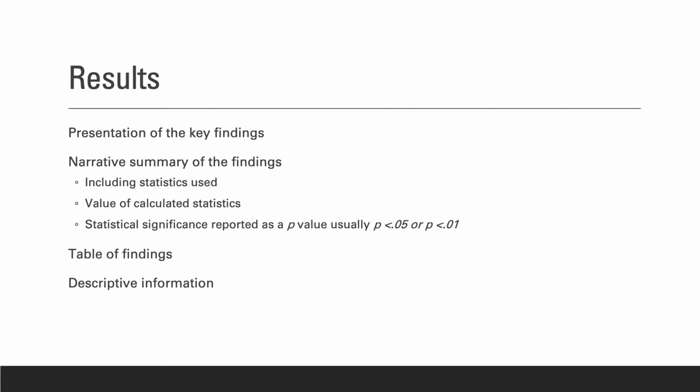They should include the statistics used, values of calculated statistics, and the statistical significance reported as a p-value, and it's usually going to be a p of less than or equal to 0.05 or less than or equal to 0.01. You should have tables of findings, and then you'll usually have some descriptive information. The author will tell you the statistical tests that were used. This allows the researcher to test the hypothesis. The statistical test helps answer the question if the relationship is real.